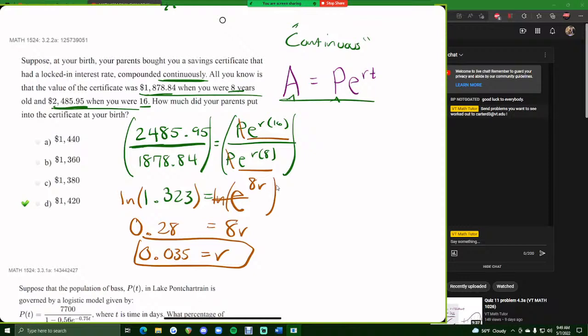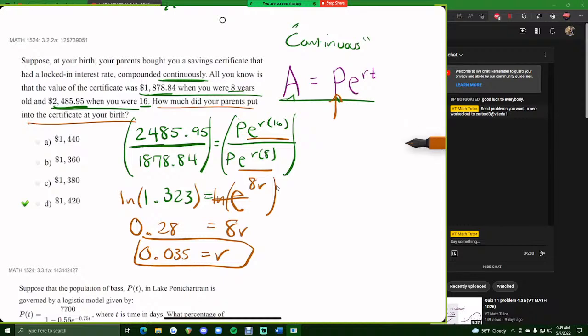Now we found R, but they're not looking for R. What are they asking for? How much did your parents put into the certificate at your birth? In other words, what was the initial investment? In other words, P. They're asking for the principal value. So now that we have R, we should be able to easily find the principal by plugging R back into one of the initial two equations that we set up.